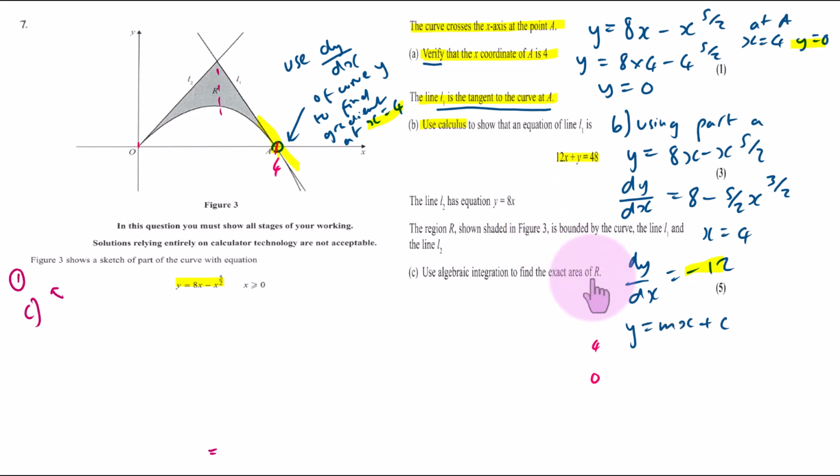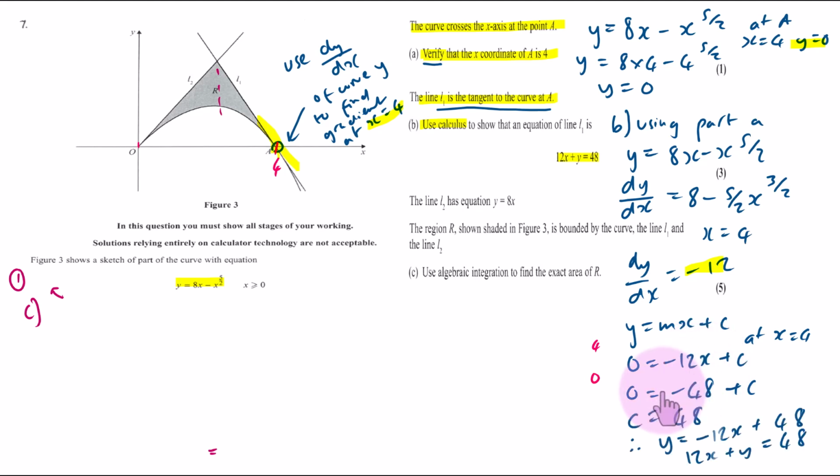Now I'm using y equals mx plus c because I know you prefer that. So at x equals 4, and we know y equals 0 at this point, we'll get 0 equals minus 12x plus c. Now let's substitute x equals 4 to this point. Right, so when we get c equals 48, we can rearrange the formula to get y equals minus 12x plus 48 and rearrange it like they've asked.